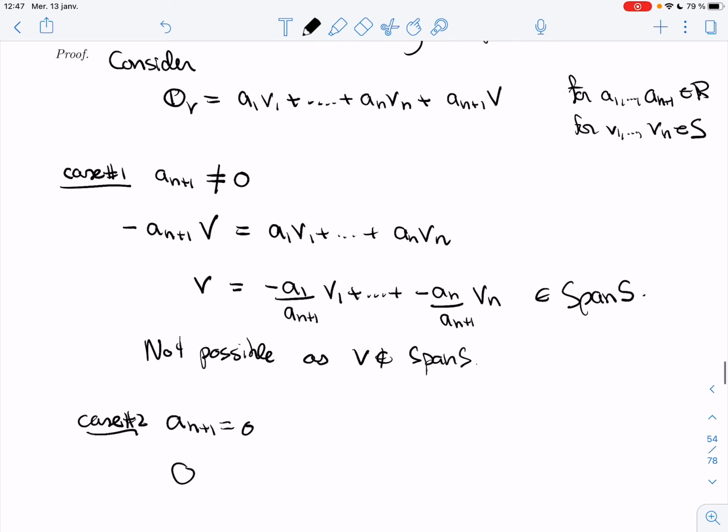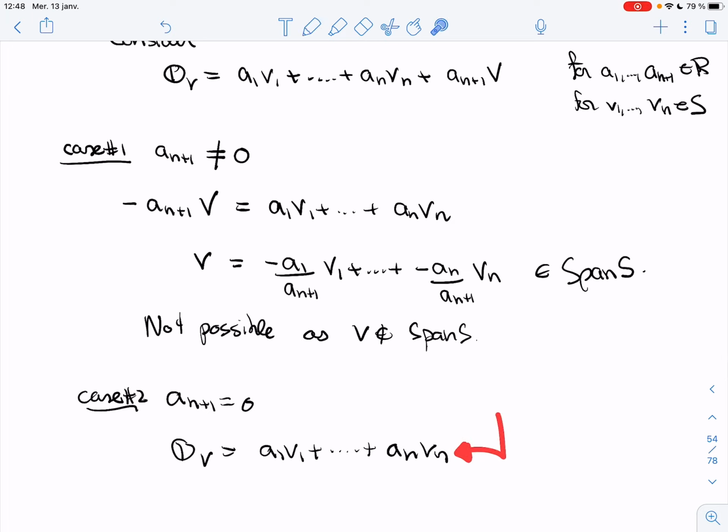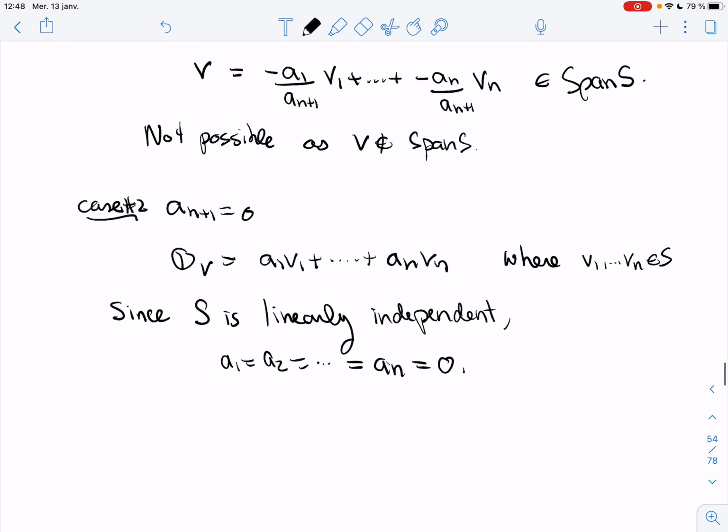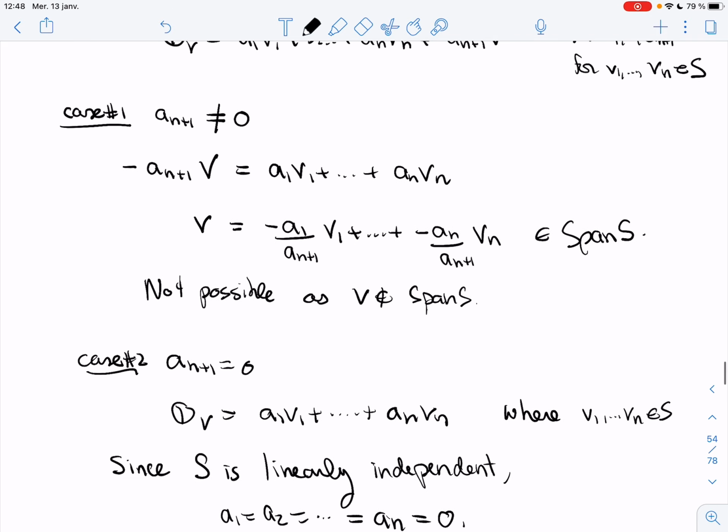And then if you look back at what you have, I can get rid of that last term, and then what I end up with is a dependence relation in S, and since S is linearly independent, the only way to write something like that is to have all the constants to be 0. All right, so first case, not possible.